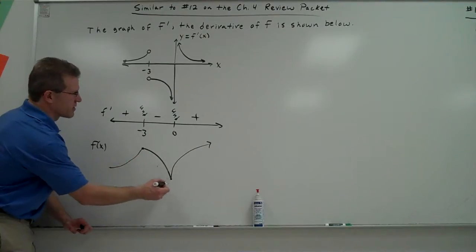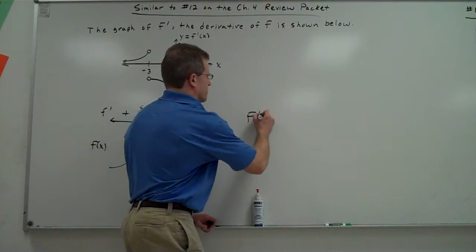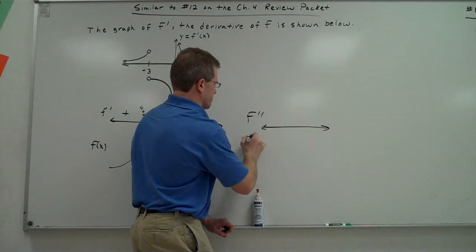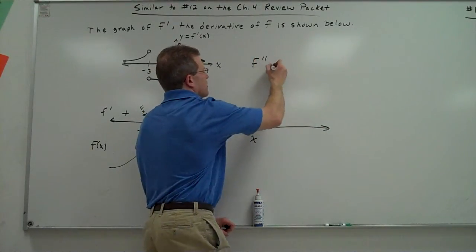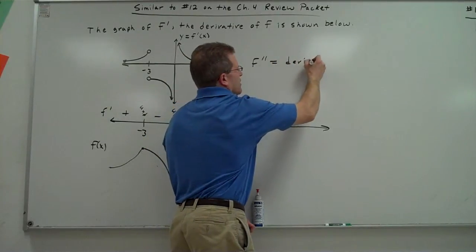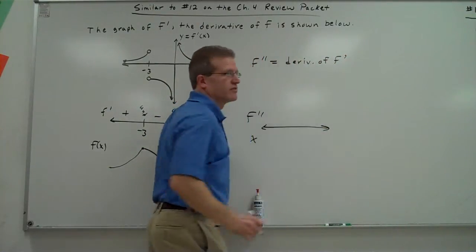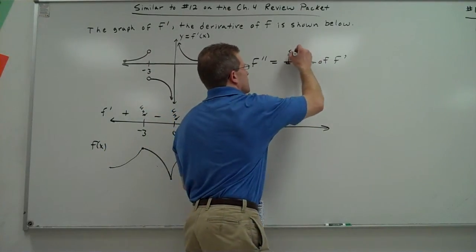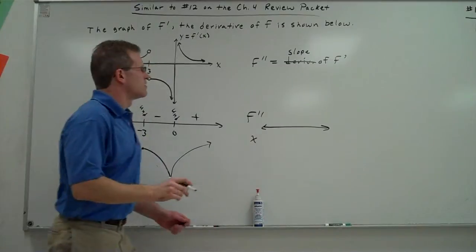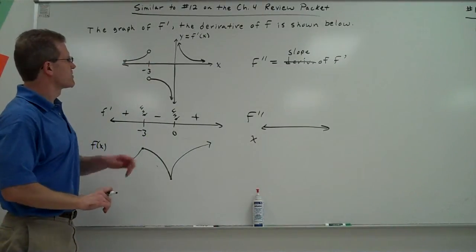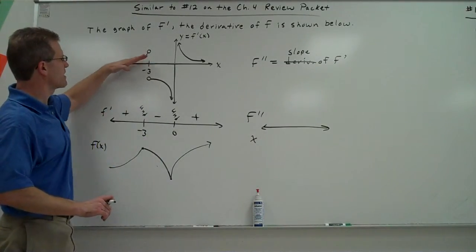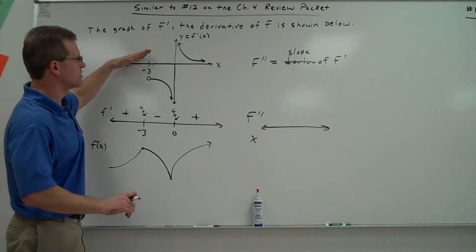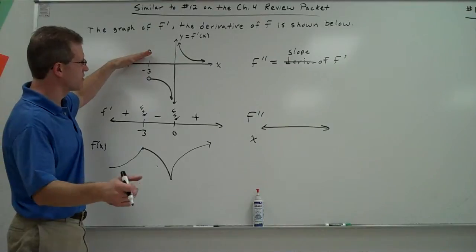The other thing we can do is look at the second derivative chart. We know that the second derivative equals the derivative of the first derivative. And what's another name for derivative? Slope. So we can look at the slope of the first derivative. Is that positive or negative slope there? Positive. Yep, that goes uphill. Positive slope on the first derivative means the second derivative is positive.